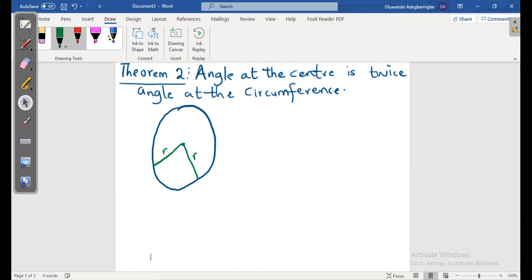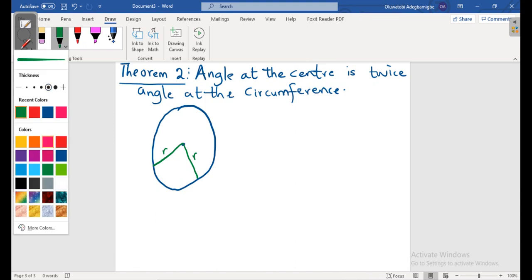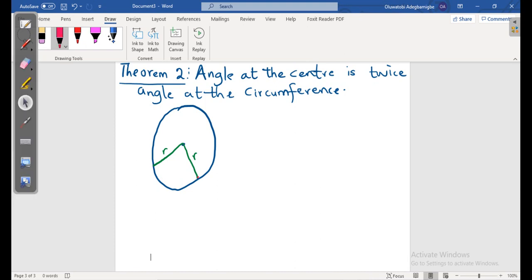Now, the question I want to throw at you is this. This new line I'm drawing, is this a radius? If to you it is a radius, tell us why. If to you it is not a radius, tell us why it is not a radius and what is the name of that line.